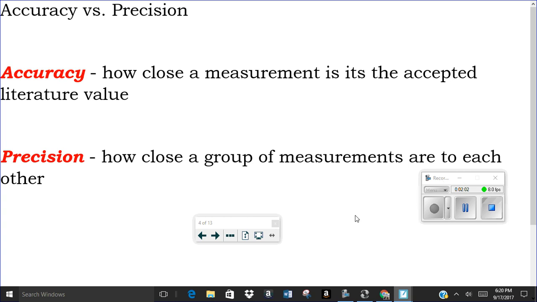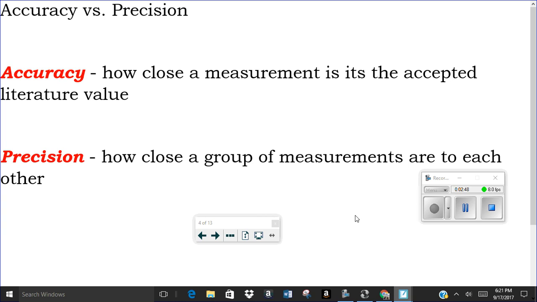So what's the difference between accuracy and precision? Accuracy is defined as how close a measurement is to the accepted literature value. For example, we accept that gravity has an acceleration on the planet Earth of 9.81 meters per second squared. So we say a measurement is accurate if we get close to 9.81 meters per second squared if we calculate our measurements correctly. However, precision has to do with how close a group of measurements are to each other.